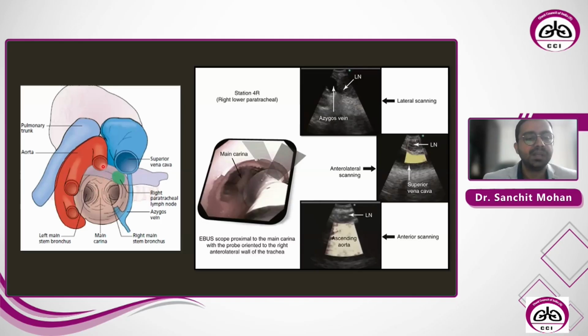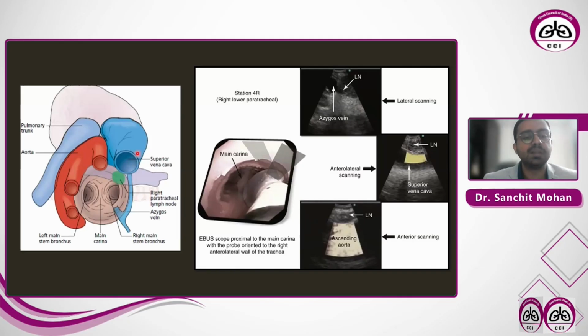What do you see? This is the ascending aorta. So when you are screening for the anterior group of lymph nodes at station 4R, this is the lymph node, and below the lymph node, you find the ascending aorta. Now you rotate your EBUS probe towards 1 to 2 o'clock position to screen for the anterolateral aspect of the station 4R lymph nodes.